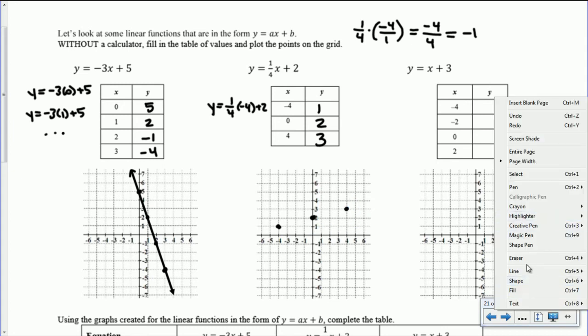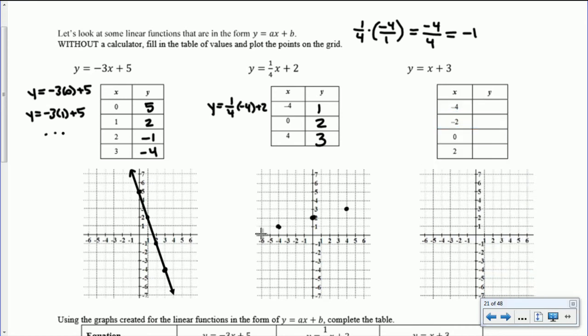So let's go ahead and connect those points. That's about right. And then just make sure that they're going through as precisely as I can. Goes in both directions. Okay, let's just clear that out of the way. Y equals x plus 3, so if I put -4 in there, -4 plus 3 is -1. If I put -2 in there, -2 plus 3 is +1. If I put a 0 in there, 0 plus 3 is 3. And 2 plus 3, 5.